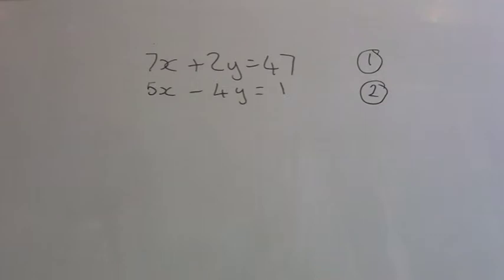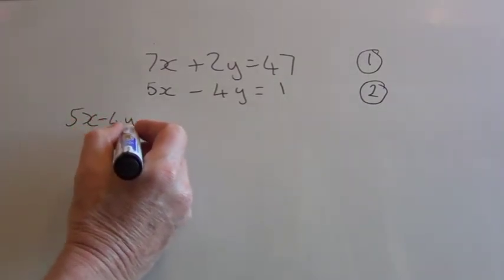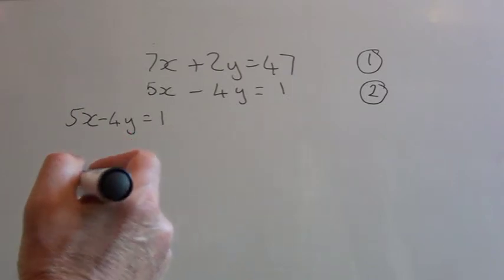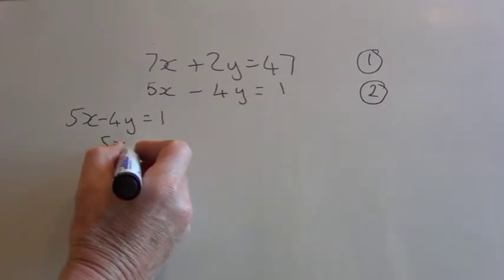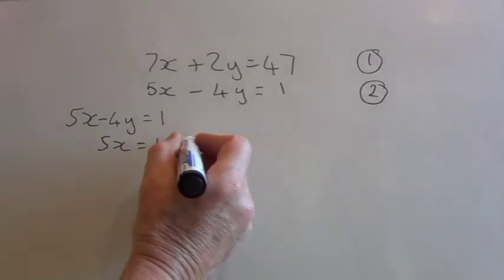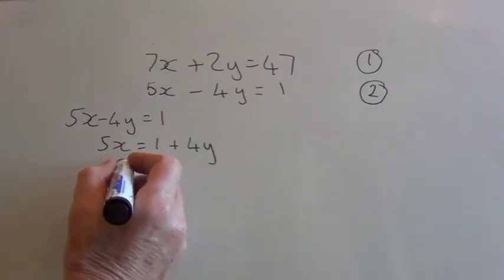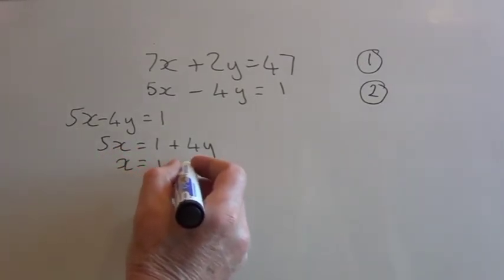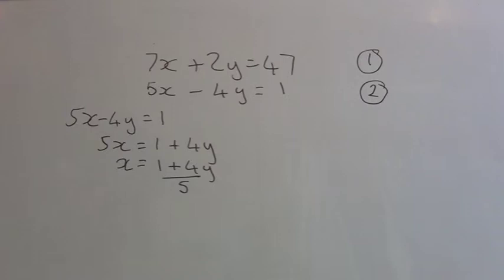Okay, so let's choose equation 2 and rearrange it to find an expression for x. So we have 5x minus 4y equals 1. We then add 4y to each side to eliminate this, so we get 5x equals 1 plus 4y. We now divide both sides by 5, so this gives us x equals (1 plus 4y) divided by 5. We now use this expression for x and substitute it into equation 1.